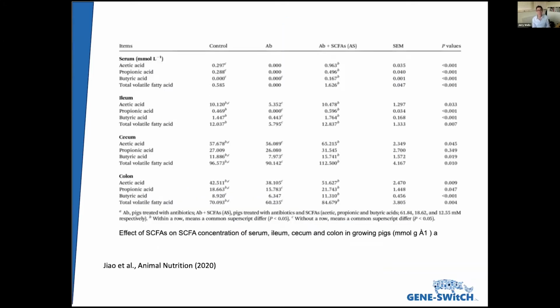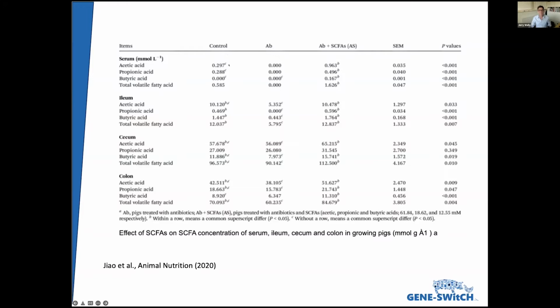So these are the concentrations that you can find in serum and different parts of the intestinal content in pigs. And this comes from the paper I showed from Xiao et al. in Animal Nutrition. We've also measured them in feces of pigs on different diets in Work Package 5, and we find similar levels. I'll tell you more about the differences and the effects of the diet in a moment.